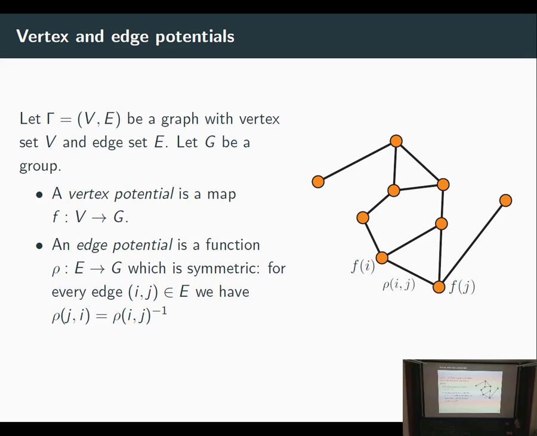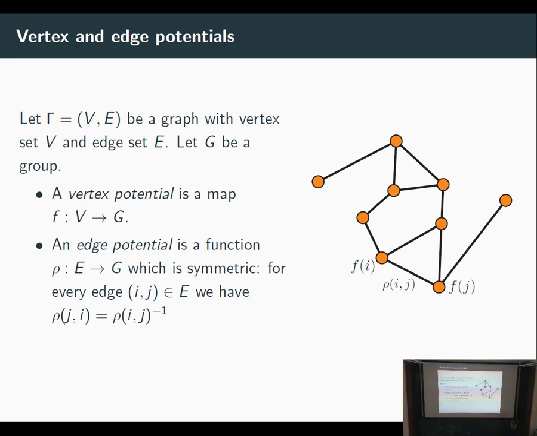So I'm assuming that I have a graph with some vertex set and an edge set and a group G. A function on the vertex set with values in G will be called a vertex potential, and a function on edges with values in G will be called an edge potential. This is to match the terminology established in some of the references I mentioned.